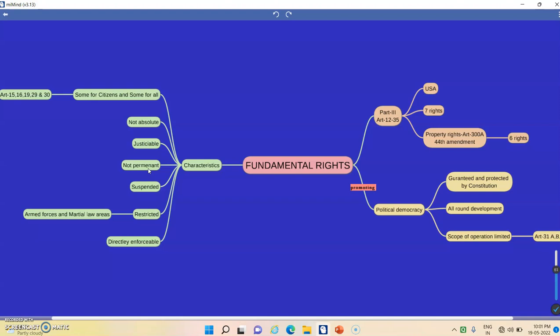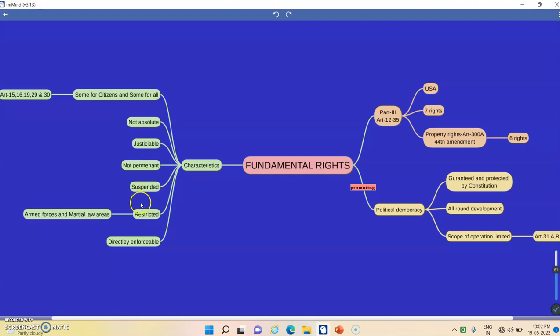Then, fundamental rights can be suspended. They can be suspended during an emergency, for example, a national emergency. Even if the national emergency is announced by the government, Articles 20 and 21 will be available for all people who are living in India. That is, Article 20 is protection in respect of conviction for offences and 21 is right to life and personal liberty, which will not be disturbed.